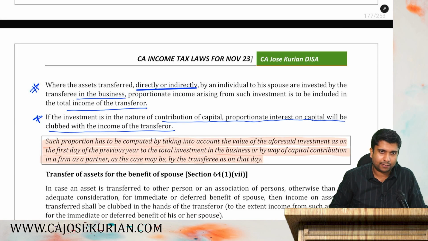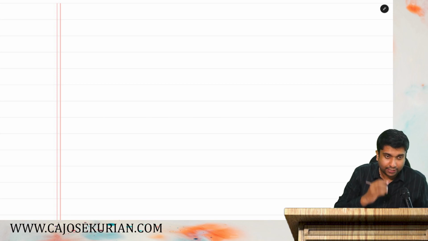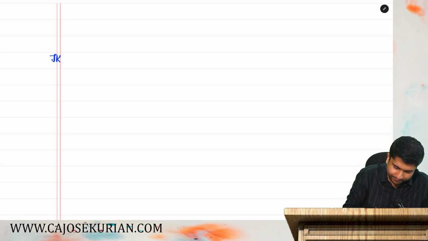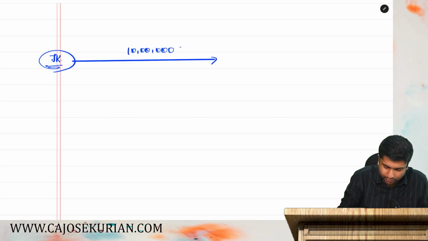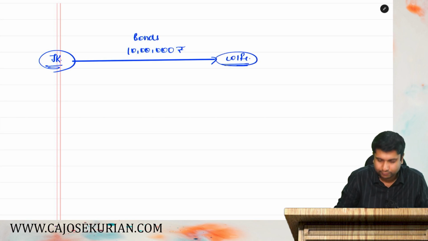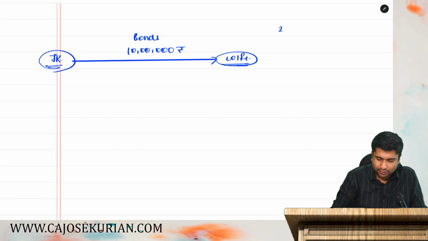So I'll give you one example. It is highly conceptual. Say for example, JK, I transferred 10 lakh rupees bonds in the name of my wife. Are you with me? My wife has a business. My wife is an entrepreneur and she was running a business. She started her business on 1st April 2021, with a capital of 20 lakhs.